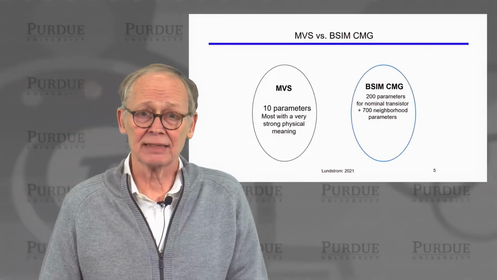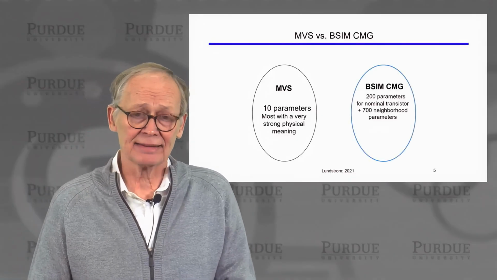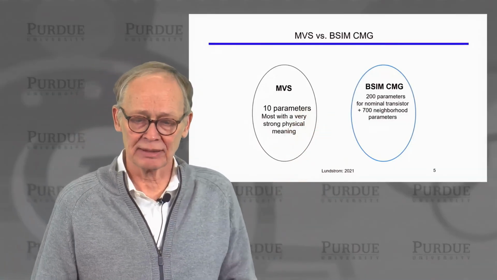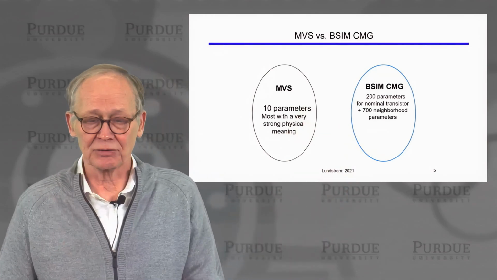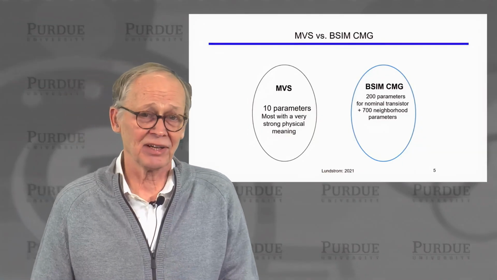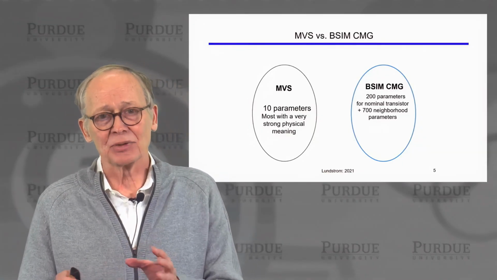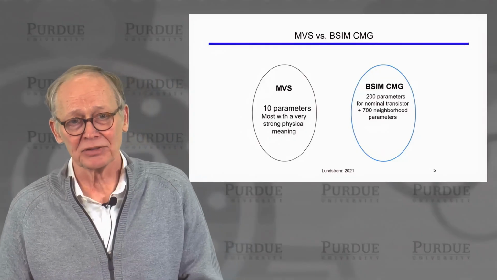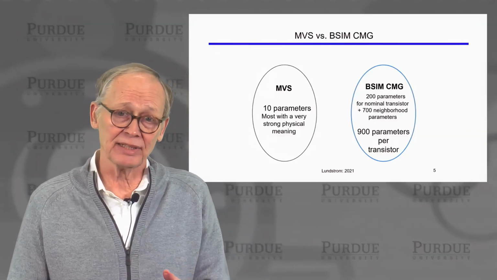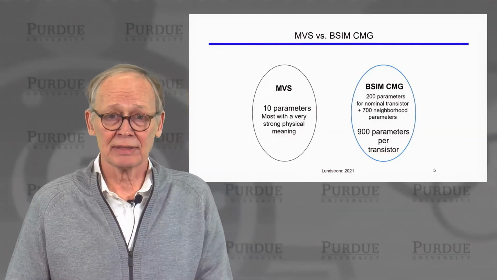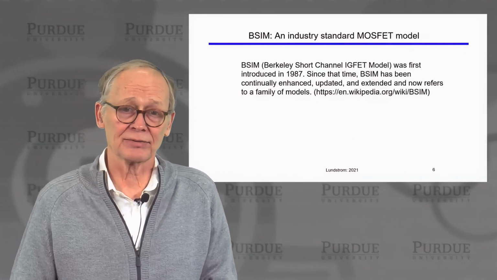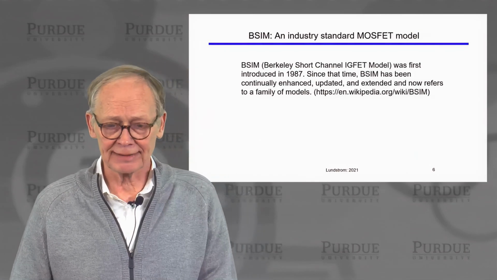Now, BSIM-CMG, a multi-gate model, is an industry strength model. And if you look at that, we have 10 parameters in the MVS model. There are 200 parameters for the nominal transistor itself in the BSIM model. And then there are additional 700 or so to describe all of the neighborhood dependencies of the surrounding environment for this transistor. So almost 1,000 parameters per transistor. But this is what is needed in order to do reliable, accurate circuit design with modern day technology. So these models are quite different from the simple model that we have been discussing.